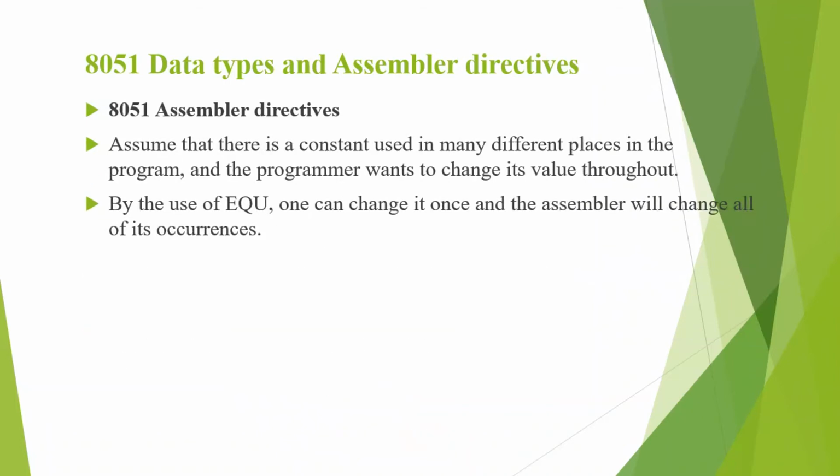The advantage of using the assembler directive EQU is, suppose there is a constant in many places in the program and the programmer wants to change the value throughout. Then by use of this directive we can change it once and the assembler will change all of its occurrences.